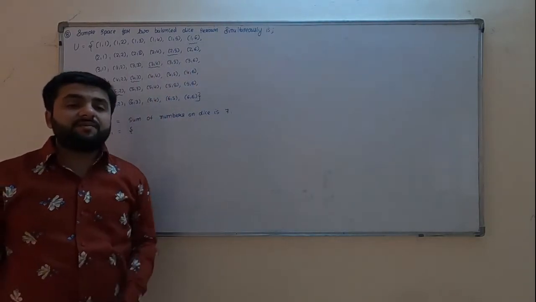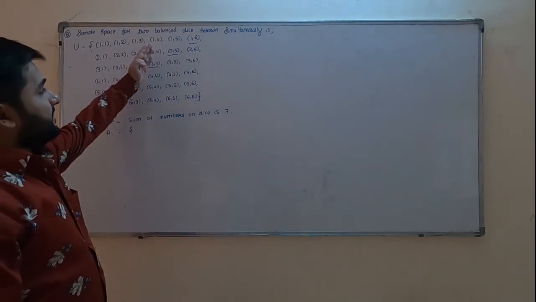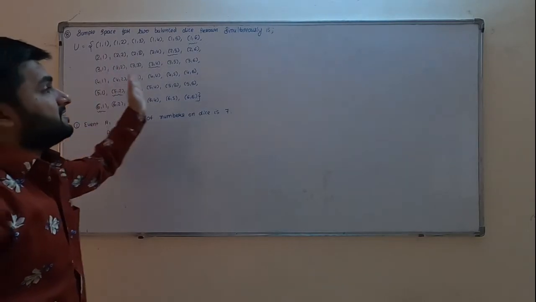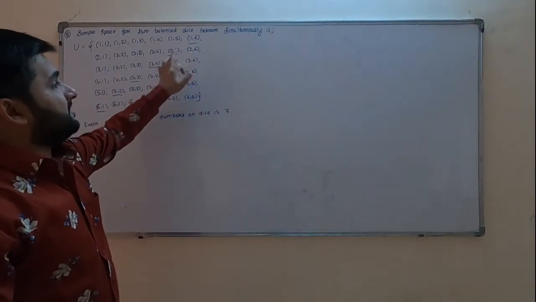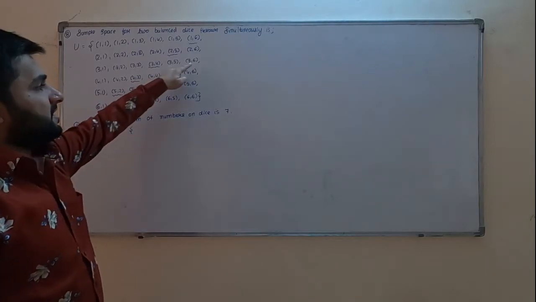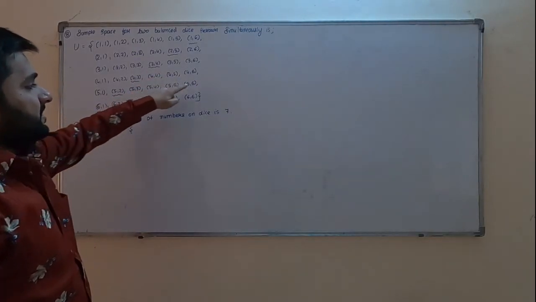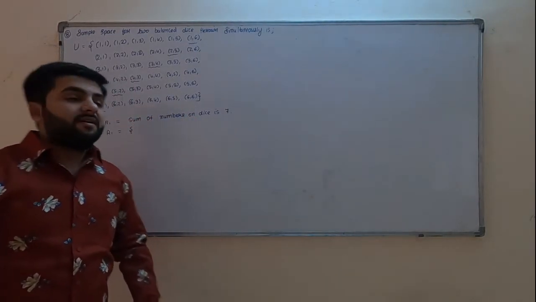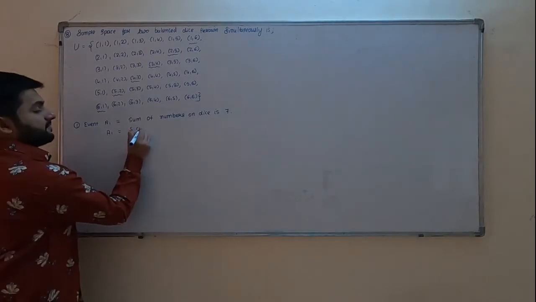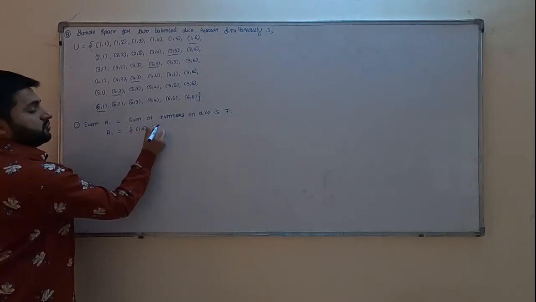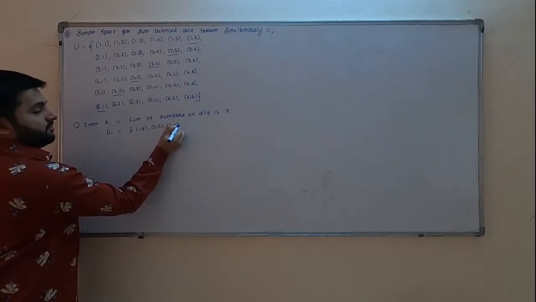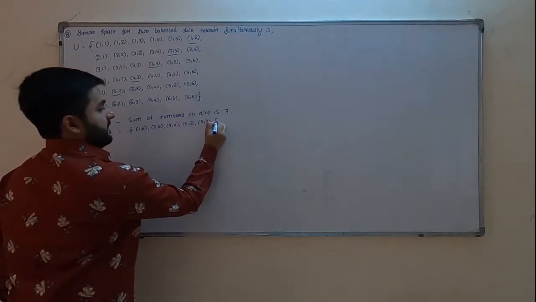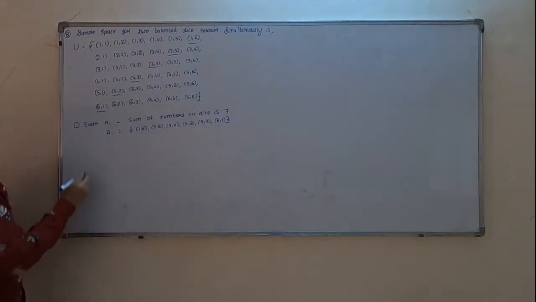So now friends, one thing I have to tell you. All the elements on this left side are less than 7, and all the elements here are more than 7. Here the sum is always 8, here always 9, here always 10, here always 11, and here the maximum sum in the dice is 12. Okay? So now we will write the elements: 1,6; 2,5; 3,4; 4,3; 5,2; and 6,1. Total there are 6 elements.